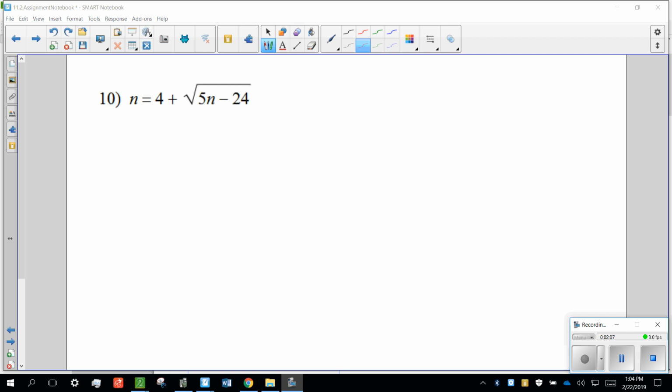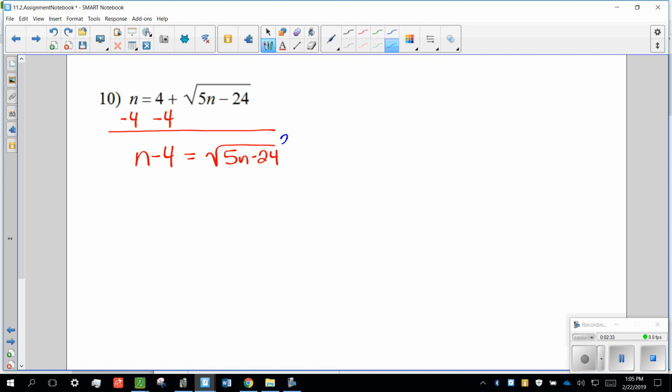Number 10, similar situation. Going to get a little more complicated, but we have a square root on one side of this equation. So we want to get everything else to the other side. So we subtract 4, you get n minus 4 equals the square root of 5n minus 24.